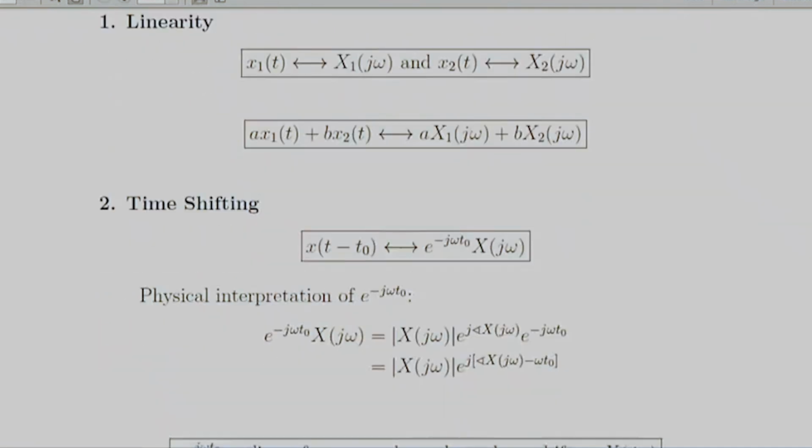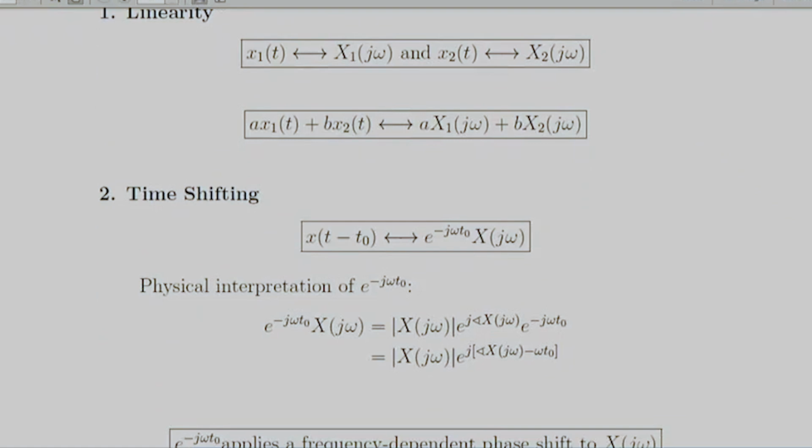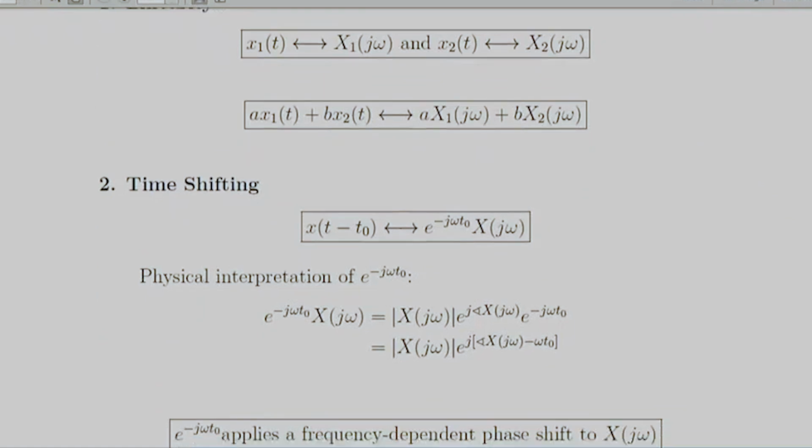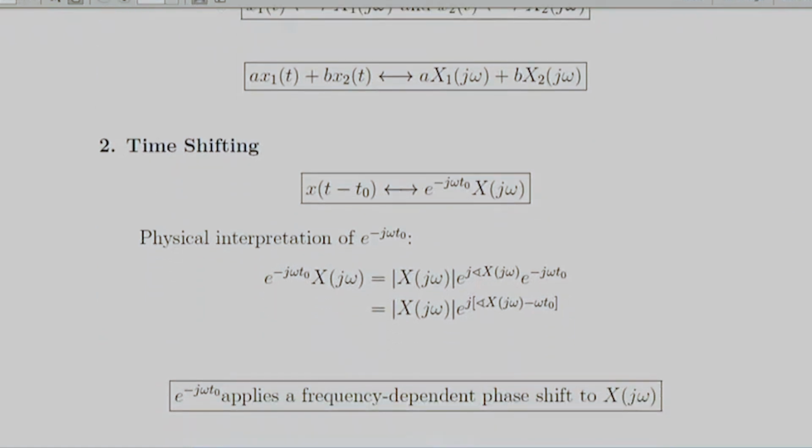Time shifting. x of t minus t naught is going to have the same transform as x, namely X of j omega, but with a phase factor in front, e to the minus j omega t naught. So notice that what time shifting does is it applies a frequency-dependent phase shift. You can see that the phase is minus omega t naught. So it's a frequency-dependent phase shift, but it's linear in frequency. The scale factor is just t naught.